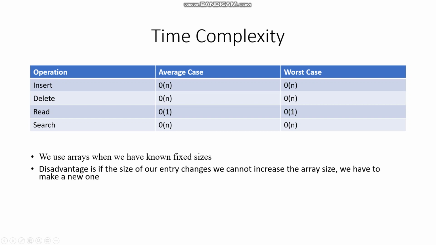When do we use arrays? Like I said previously, just to recap, we use arrays when we have a fixed size. The disadvantage of this is if I define my array for 10, and while I'm writing my program, I realize I need space for 12 items in my array, I have to make a new array because that memory has already been allocated. I cannot just increase the size and say, oh, just plus two more spaces. It doesn't work that way. So that's one downside of using an array.